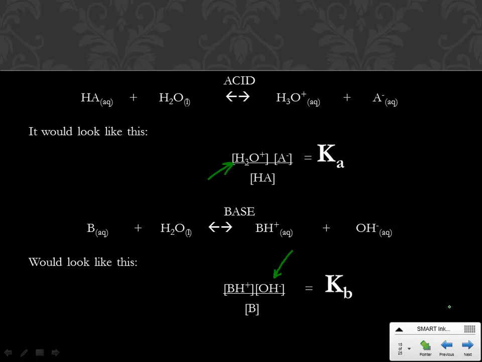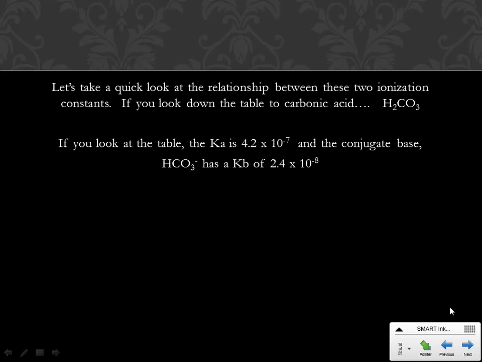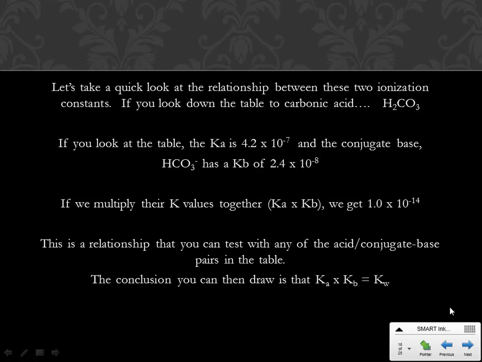If you look in your book at the table which lists various Ka and Kb values, you will find the values listed for carbonic acid. If you look at the table, you'll find the Ka is 4.2 times 10 to the minus 7th, and its conjugate base has a Kb of 2.4 times 10 to the minus 8th. If we multiply these K values together, we get 1.0 times 10 to the minus 14th, which should be a pretty familiar number. This is a relationship that you can test with any of the acid conjugate base pairs in the table. The conclusion you can then draw is that Ka times Kb equals Kw, which is the 1.0 times 10 to the minus 14th.